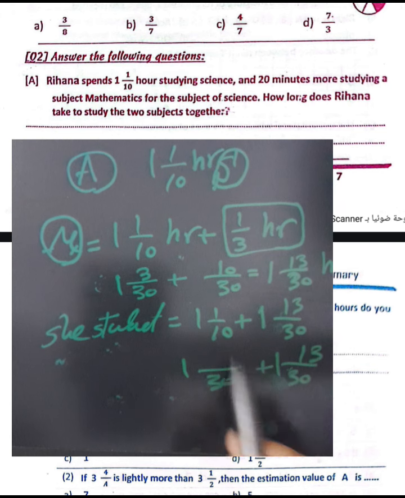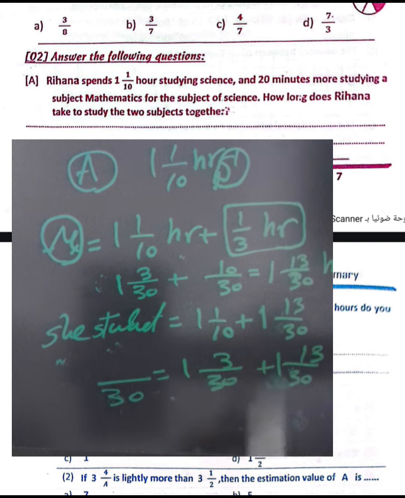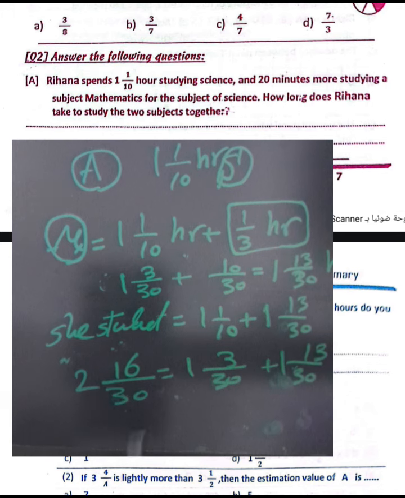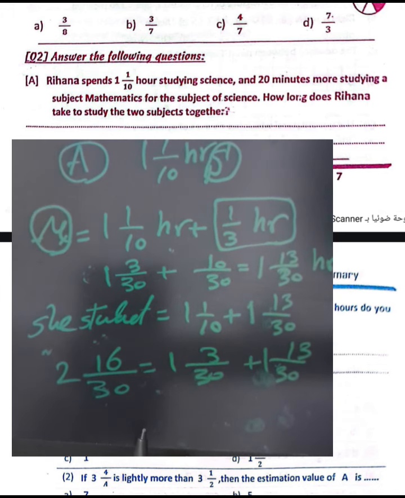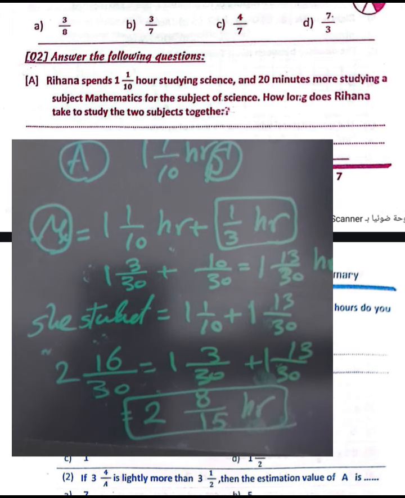We have 3 times 10 equals 30, 3 times 1 equals 3, and then you can add them. Write 30 in the denominator. 13 plus 3 equals 16, and 1 plus 1 equals 2. And then you can simplify this fraction by dividing the numerator and denominator by 2. 2 and 16 divided by 2 equals 8, and 30 divided by 2 equals 15. Then she studied 2 and 8 over 15 hours to study the two subjects together. It's the total time. Question 8.